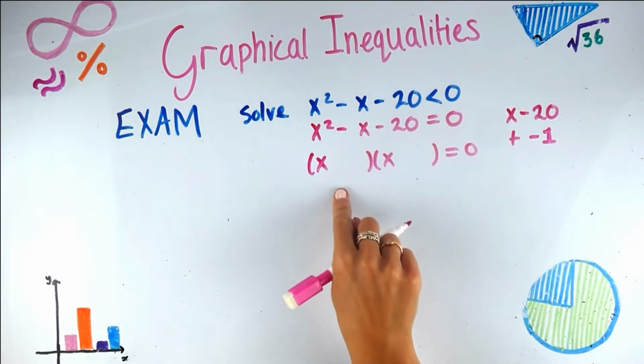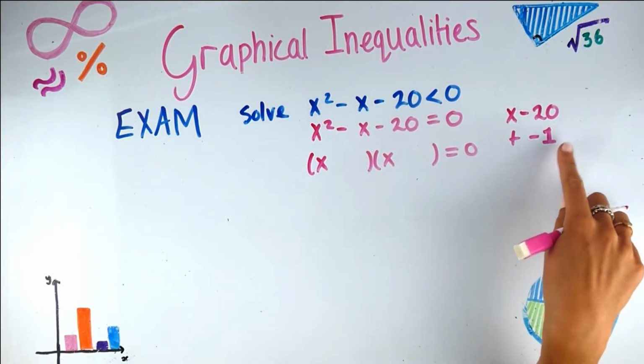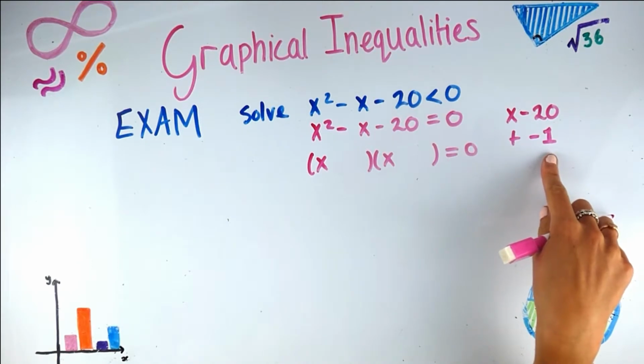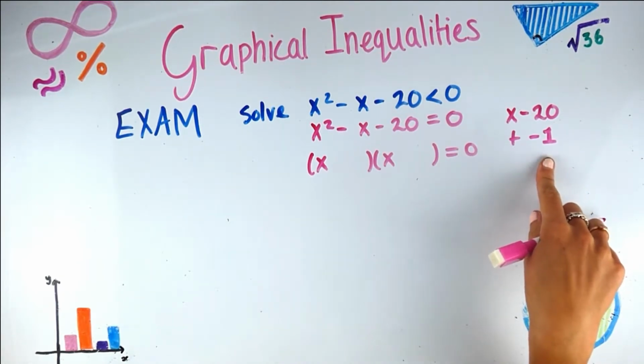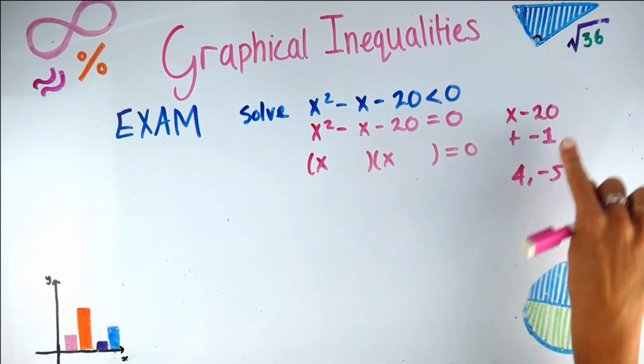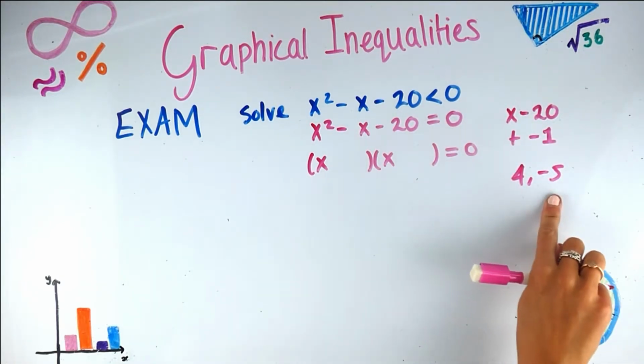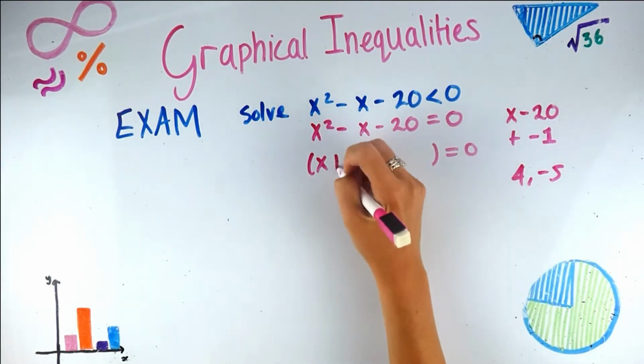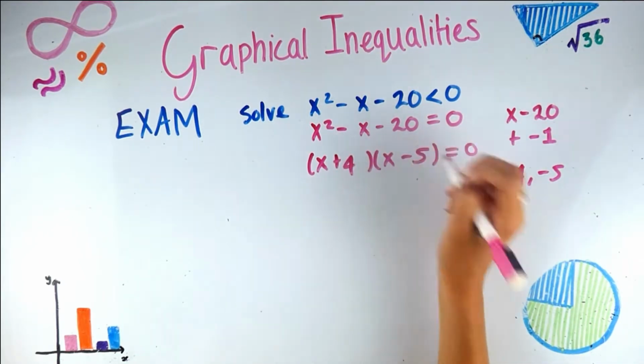And then we're going to put those in there. So what are those numbers? Those numbers are going to be 4 and -5, because 4 times -5 is -20, and 4 take away 5 is -1. So we can write either one in each bracket.